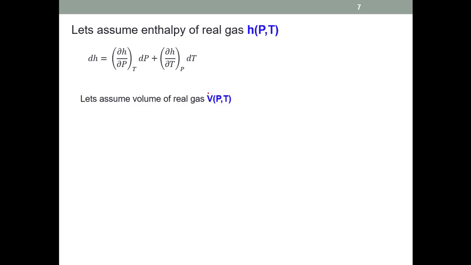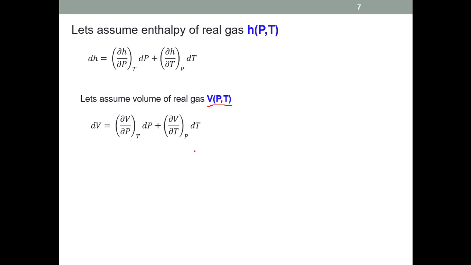Now let's see another example. Let's say the volume of the real gas is a function of pressure and temperature. Then what's the differential of the volume now? The total differential will be equal to the partial derivative of V with respect to P when T is constant into delta P, plus the partial derivative of V with respect to temperature when P is constant into delta T.